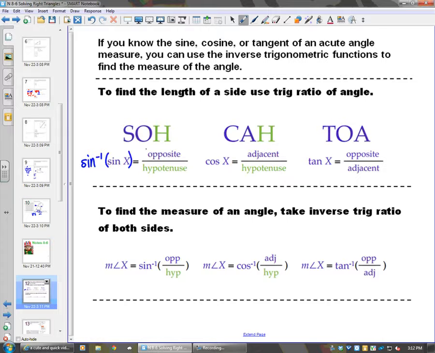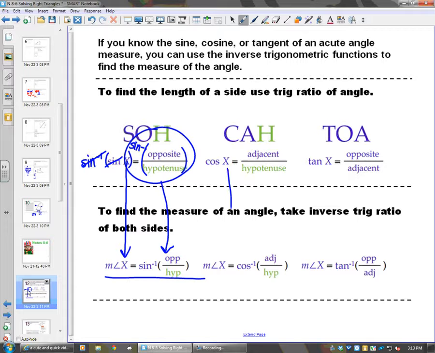Now what I do to one side, I have to do to the other. So I've got to put sine inverse on the other side as well. And what's nice about that is just like the multiplication and division undid each other, the sine inverse and the sine undo each other and cancel each other out, leaving us only with x. And then on the other side, I have sine inverse of opposite over hypotenuse. So that's the reasoning behind what we're doing right here. To find the angle measures, we're doing the inverse sine of opposite over hypotenuse, or we could also use the inverse cosine, or the inverse tangent, based on what information we do have.